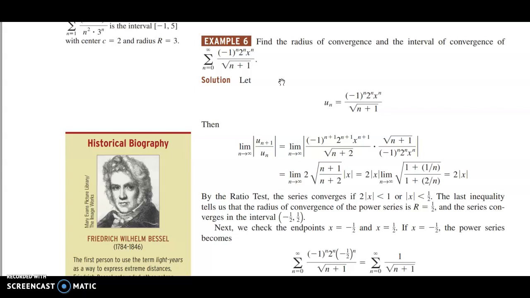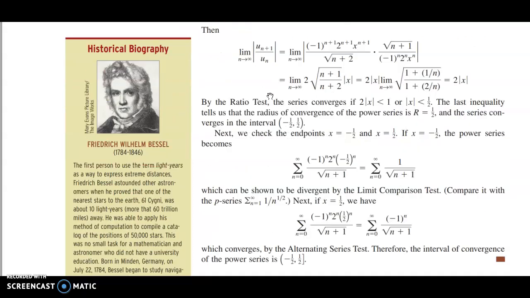As 2 raised to n will get cancelled, the remaining term will be of the form minus 1 power n into minus 1 power n. That will become minus 1 power 2n, which is positive. This will be a positive term series, summation n equal to 0 to infinity 1 by root n plus 1.